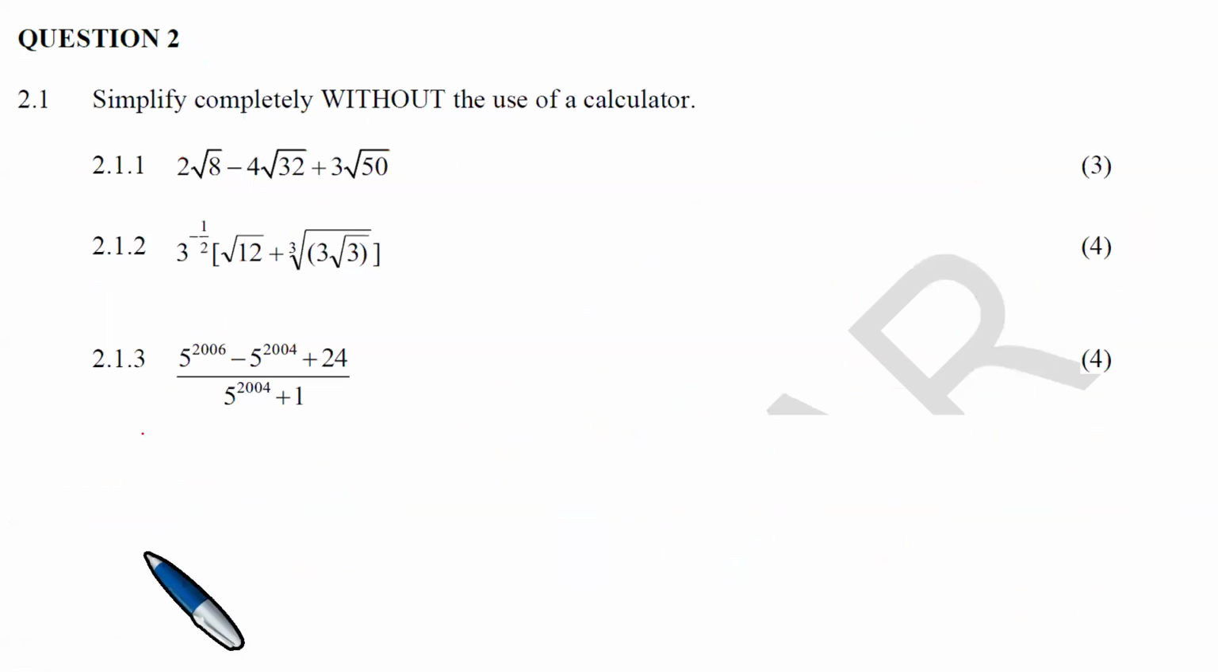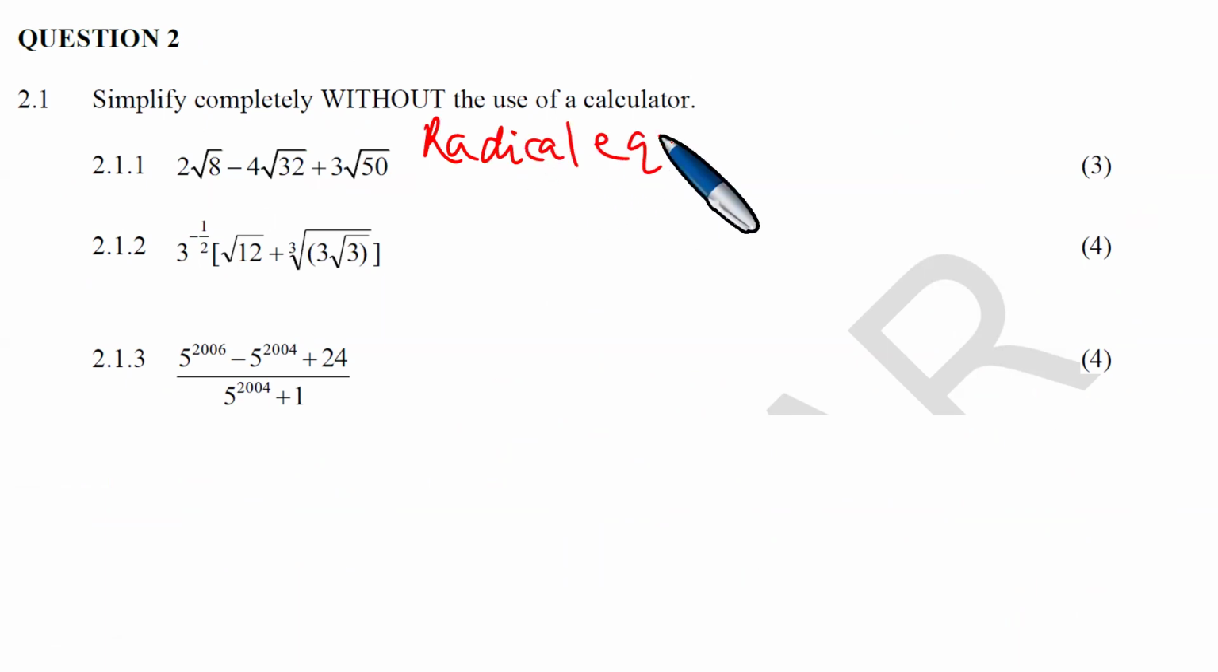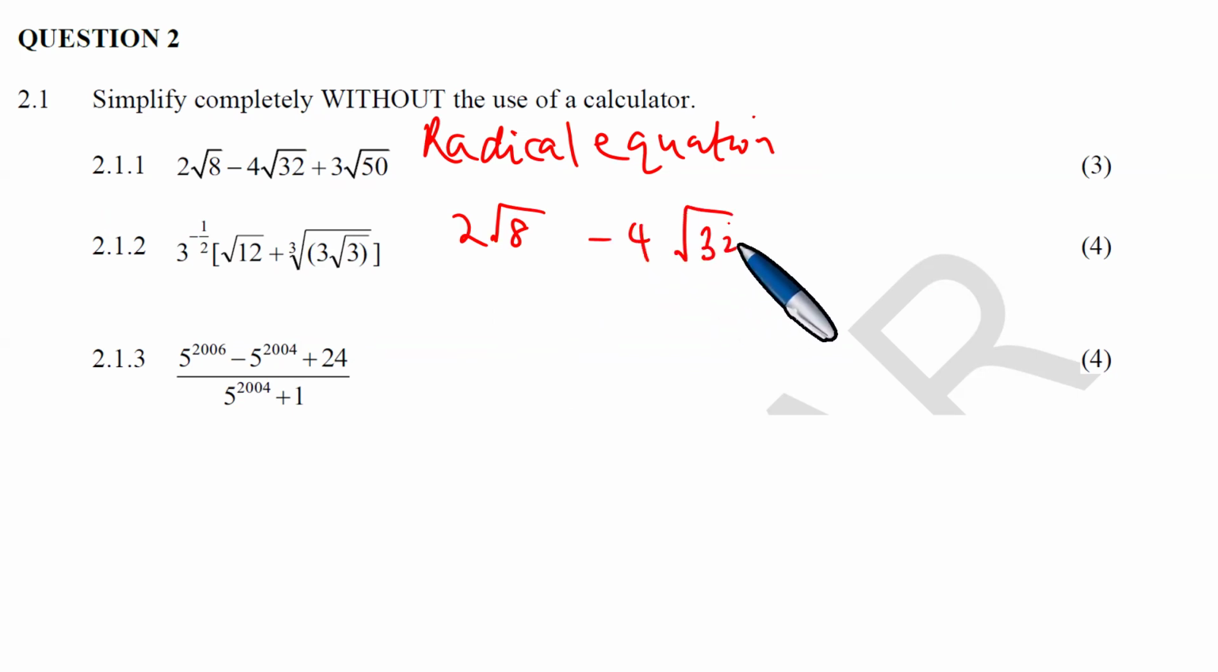Right, in the next question, we need to simplify completely without the use of a calculator, and we have the following radical equation. In this radical equation, we are expected to solve completely without the use of a calculator, so let's proceed to solve. We have 2 times the square root of 8 minus 4 times the square root of 32 plus 3 times the square root of 50.